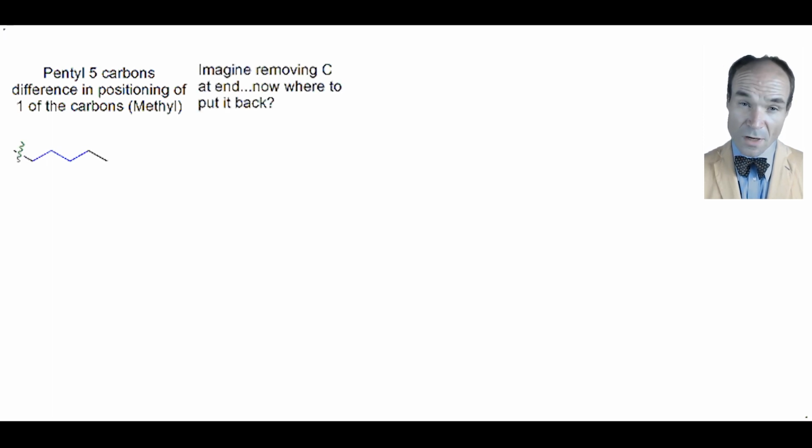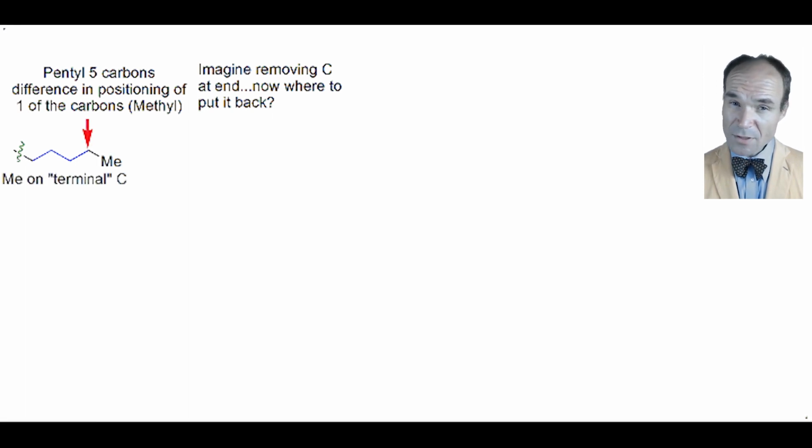Let's remove one carbon from the end. Now, where shall we put it back? We could put it back where it came from, on the new terminal blue carbon. This is N-pentyl, N again representing normal.